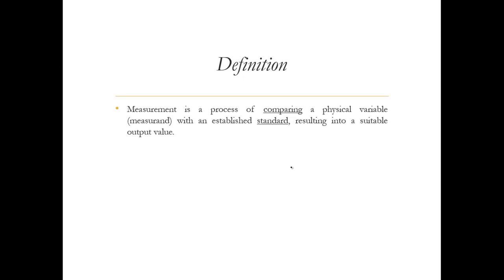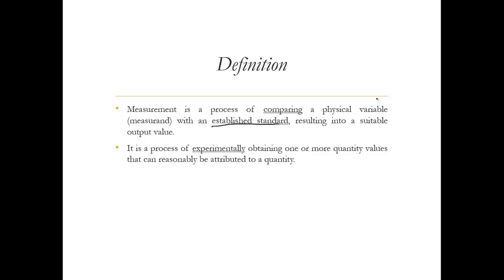There are some definitions. Measurement is a process of comparing a physical variable with an established standard. The input or physical variable is what is to be measured, and we compare it with the established standard that is available, and then we provide the output. For example, when measuring the length of a cloth, we have a steel tape scale or a solid scale, and we measure the length of the cloth with that. That is a standard that is established, and we determine the length of the cloth by comparing it with the established standard. That's a very basic domestic example.